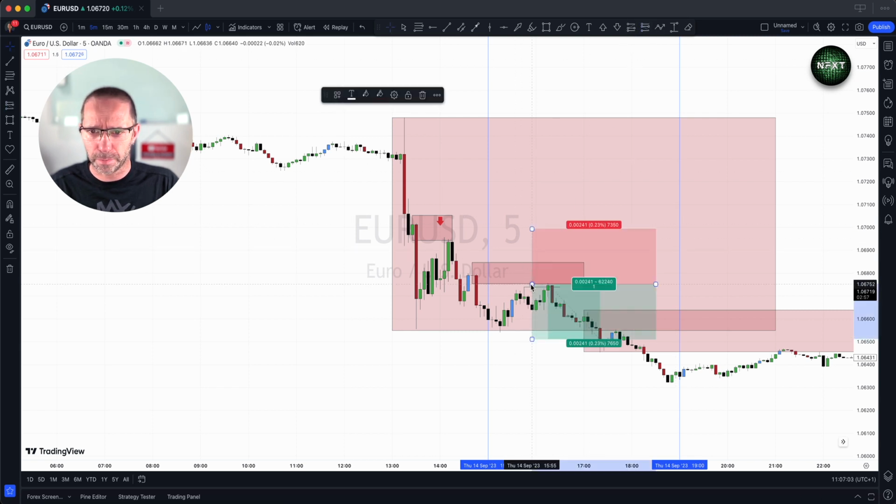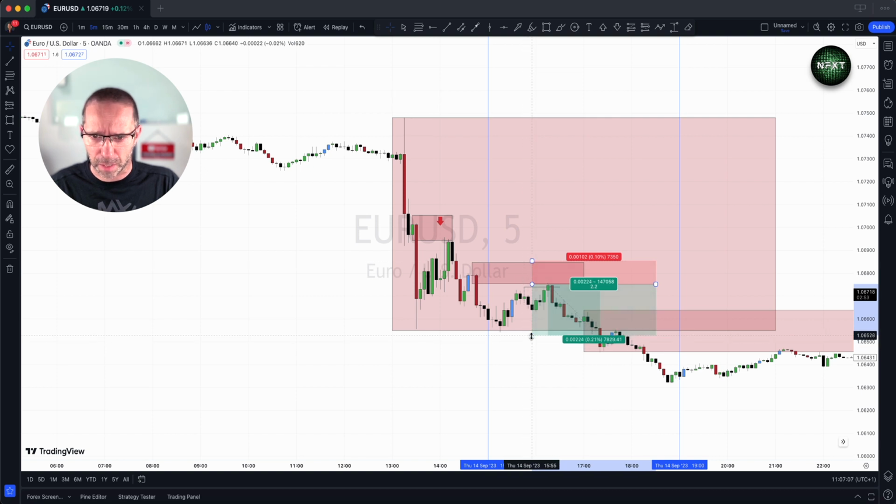entry off this zone, stop at the high of the zone, and you just potentially target the swing low. So you can see targeting this swing low here, we get around 2-to-1 risk to reward. Okay, this swing low just here, 2-to-1 risk to reward off this zone. Now that's one way of taking entry using this scalping strategy on the 5-minute time frame with supply and demand.